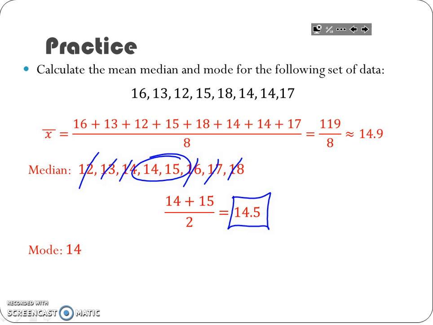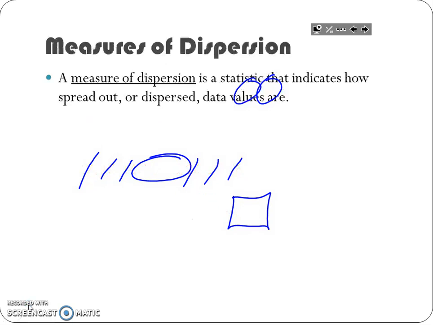The last one is mode, which you guys should remember with mode. That's just the number that occurs the most. If I look up here, you have a 14 twice. All the others only occur once. So 14 is your mode. Okay? Nothing too difficult there.